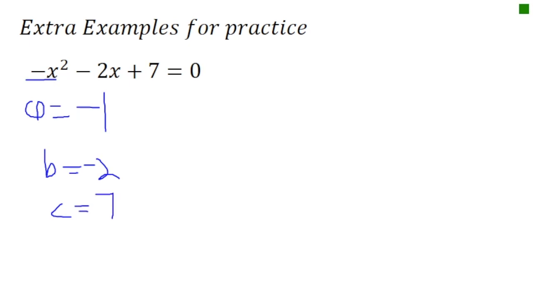Okay, so plug those numbers into your quadratic formula. Pause the video, and then check if you get this right answer. All right, so once you plug this into the quadratic formula, your answer should be negative 1 plus or minus 2 radical 2. This would be an irrational solution.